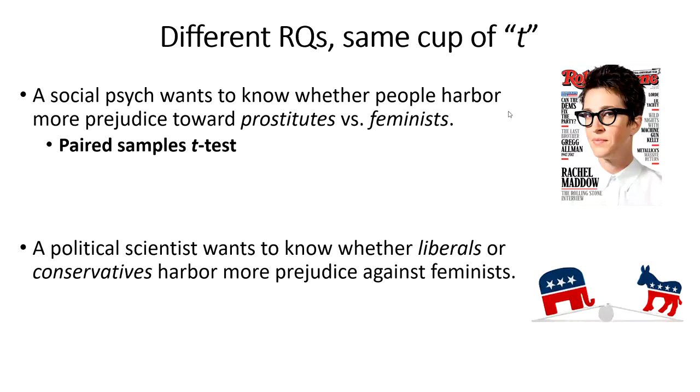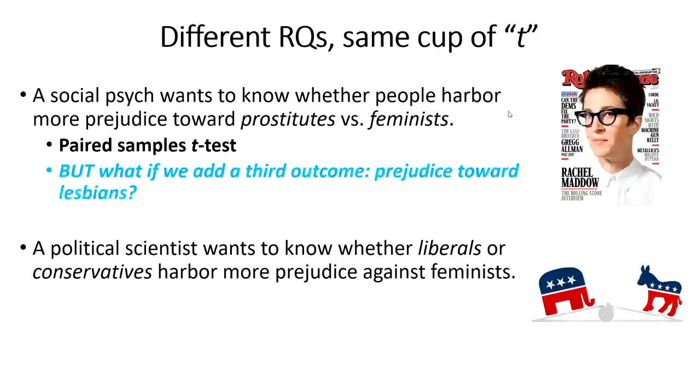But what if we added a third DV? What if we added a third outcome here, right? So what if we add prejudice towards lesbians as a third outcome here? We would no longer conduct a paired sample t-test. We'll actually conduct an ANOVA, a specific type of ANOVA that we'll talk about on the next page.